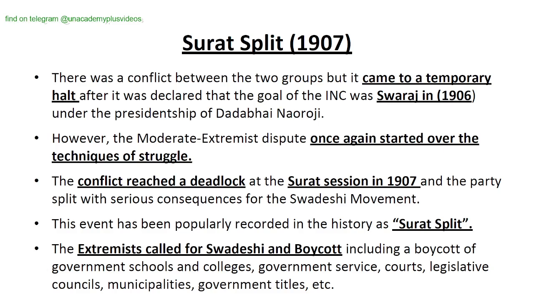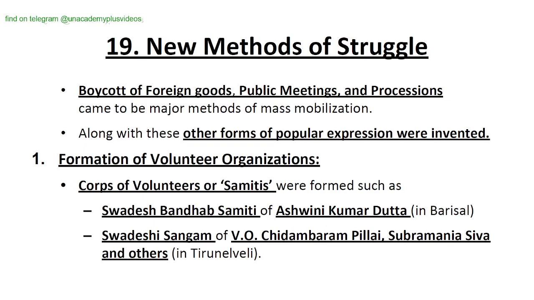The extremists called for Swadeshi and boycott, including the boycott of government schools and colleges, government service, courts, legislative councils, municipalities, government titles, etc. New methods of struggle, boycott of foreign goods, public meetings and processions came to be major methods of mass mobilization. Along with these, other forms of popular expression were invented.